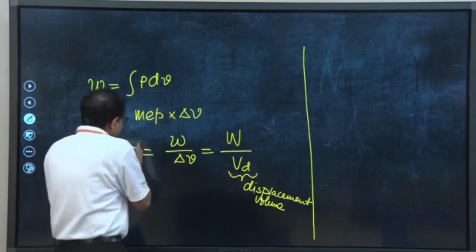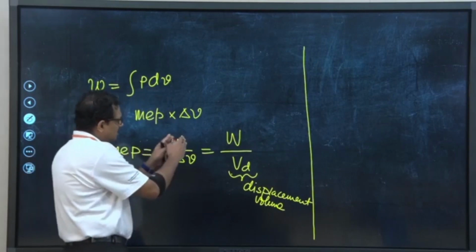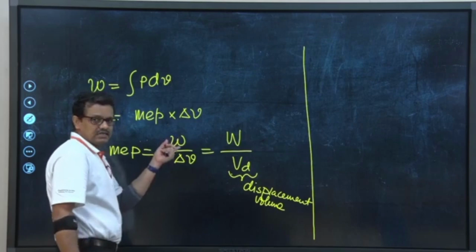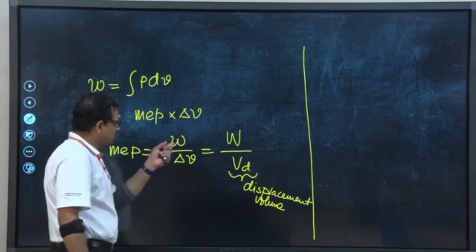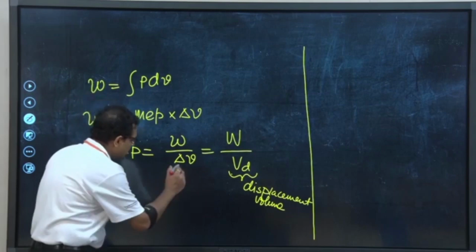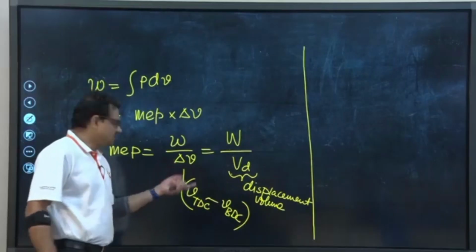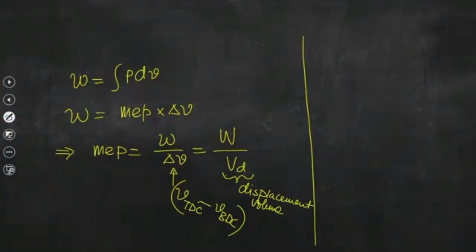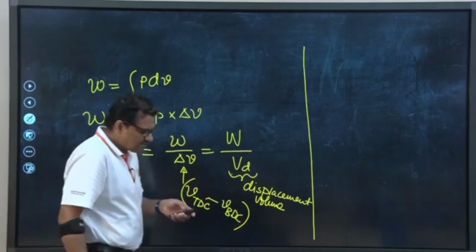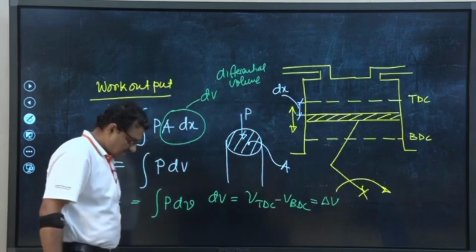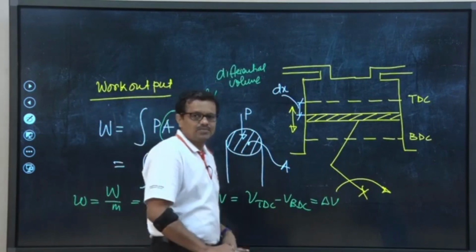Now, this mean effective pressure, if we just look at the expression which is written in terms of the specific quantities both in numerator and denominator, W by delta V, and this delta V is basically V TDC minus V BDC. So, this is the change in volume. This work, as I was just discussing, let us discuss this particular point.